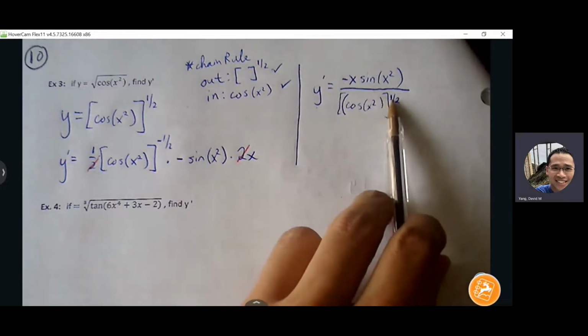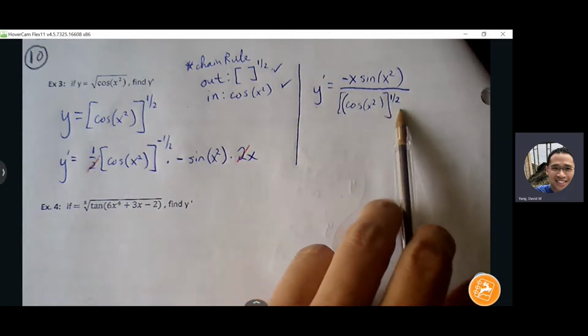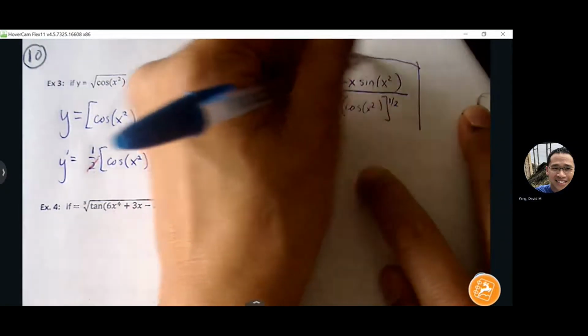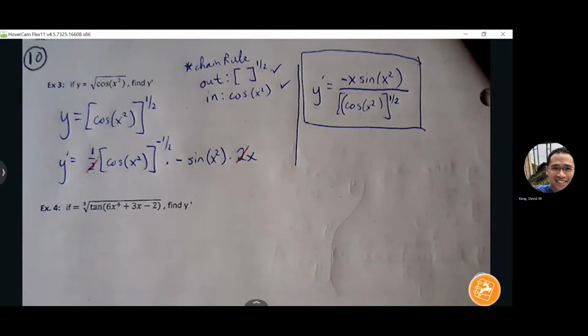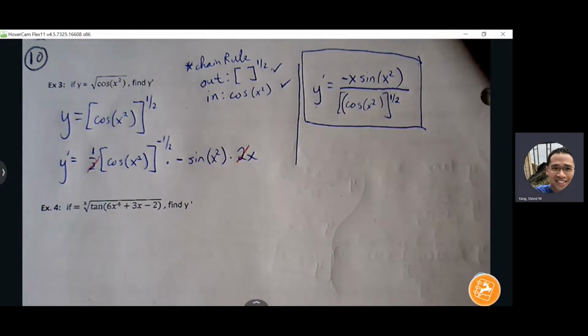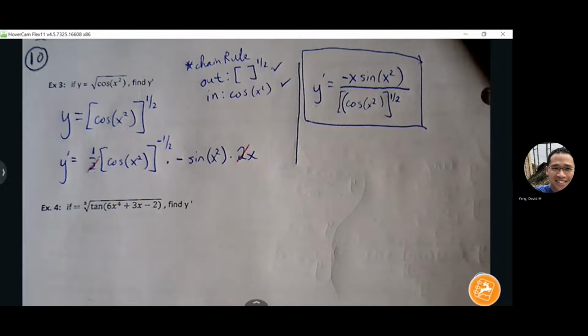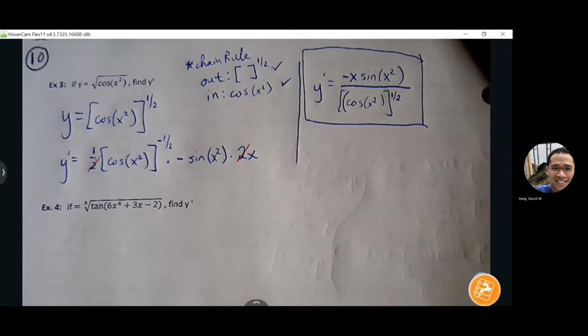Okay, you can leave it in this form, or you can bring back the radical, doesn't matter. Any questions? A lot of this feels familiar, right? You know how to do this. We just have to involve these new derivative rules.